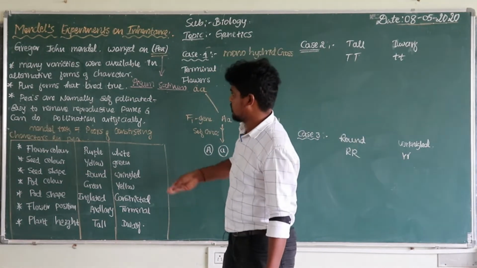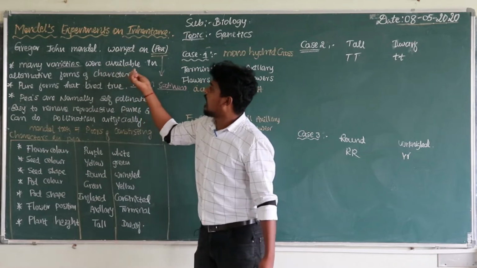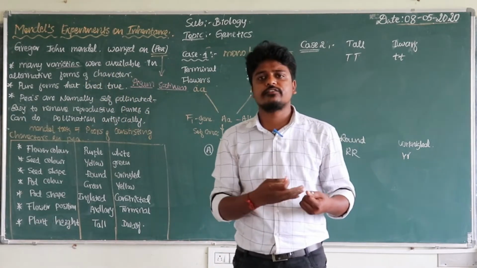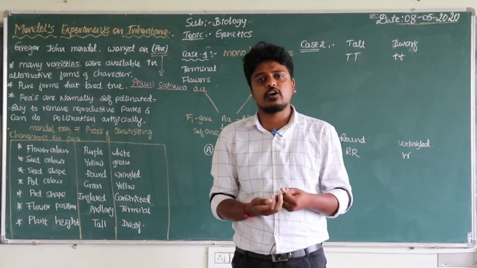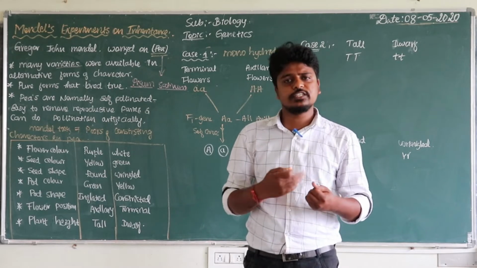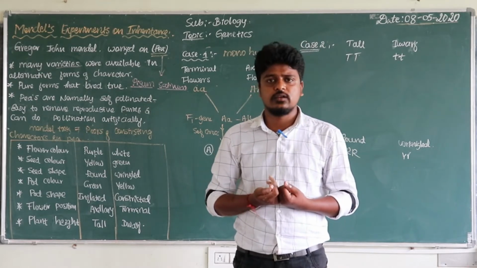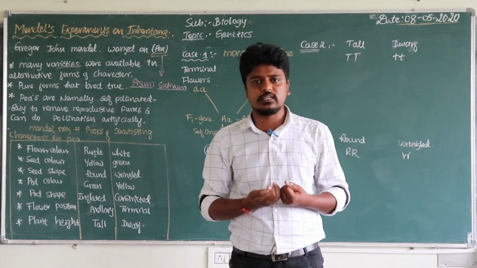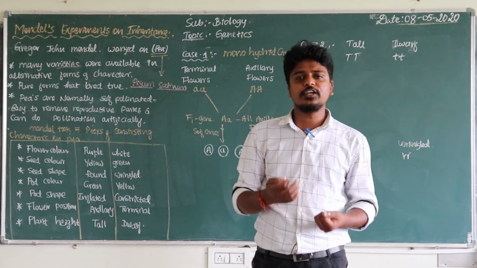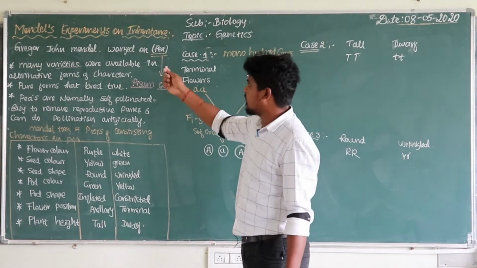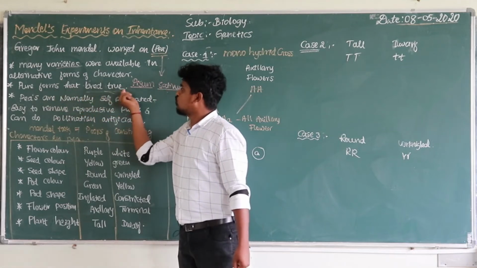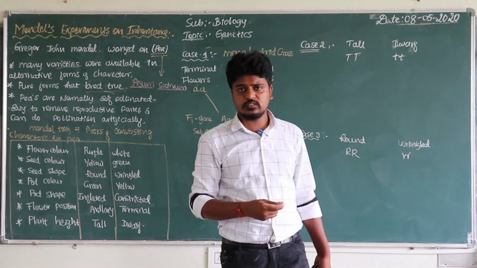The first reason is that many varieties were available in alternative forms of characters. When you cross the first generation with the second generation, or when you self-cross the first generation, you may get varieties, and the continuation of the generation also happens in most cases. But when you do artificial crossing or artificial pollination, you may get new varieties. That is one reason he selected the pea plants. The second reason is pure forms that breed true. We will get the pure forms.